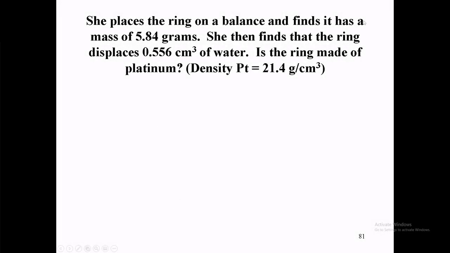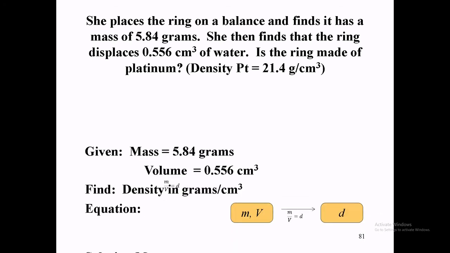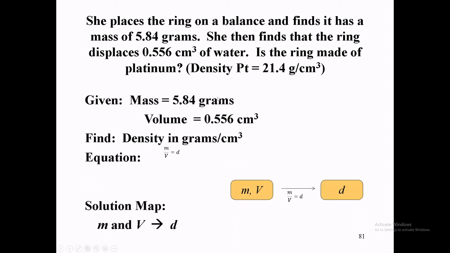So we have our problem restated up here. Again, we start off with our known quantities. We know that we have 5.84 grams and that the ring is displacing 0.556 cubic centimeters. Our question is, what is the density? And we have an equation for density: the mass divided by the volume is going to equal the density. Our solution map is that we're going to take our mass and our volume, and we're going to find the density using our equation. We can look at that pictorially here. We're going to take mass and volume, apply our equation, and get out a density.